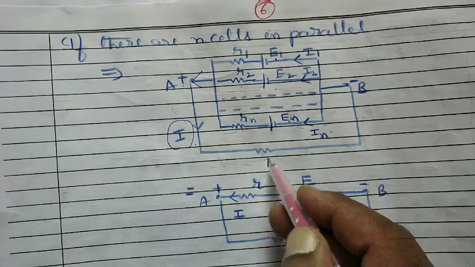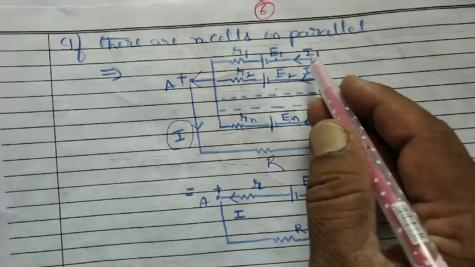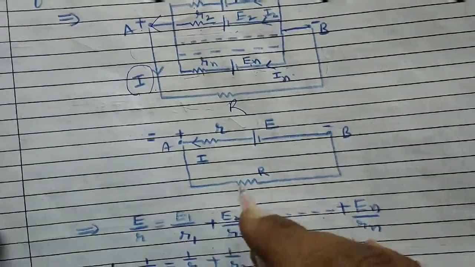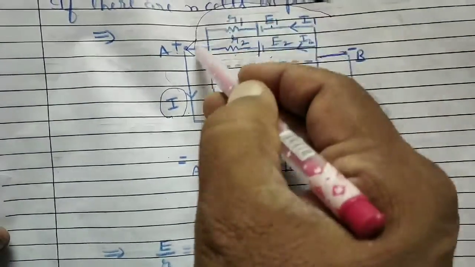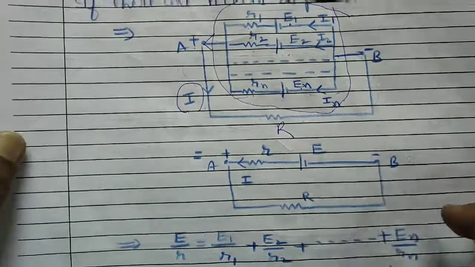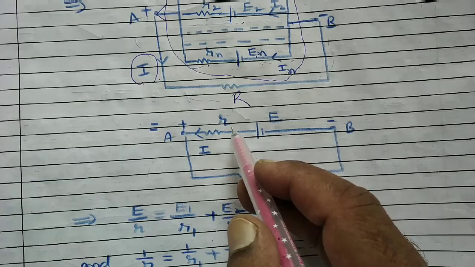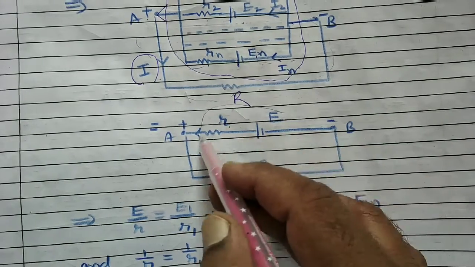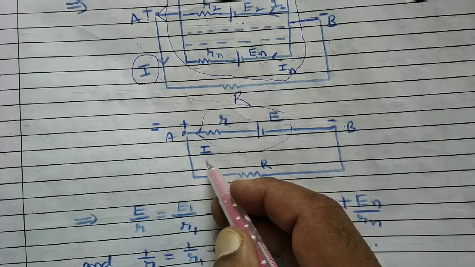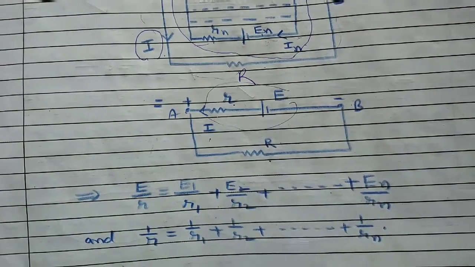That current I will be flowing through the external resistor R, and it will reach B, where again it will be split into I1, I2 and In, etc. In that way current will be circulating. Then I reduced the whole network of the EMFs into one equivalent cell whose EMF is E and whose equivalent internal resistance is R. So the one cell is between A and B, and the external resistor is present as usual, with current I. Here the division of current we cannot show because individual cells are not present.